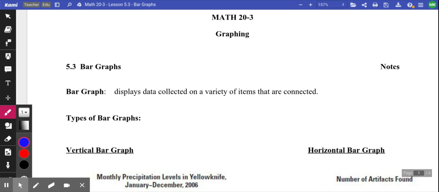Today, what we're going to do is some bar graphs. Bar graphs are probably the easiest ones. I don't know, it's hard to tell, but they're usually pretty easy.